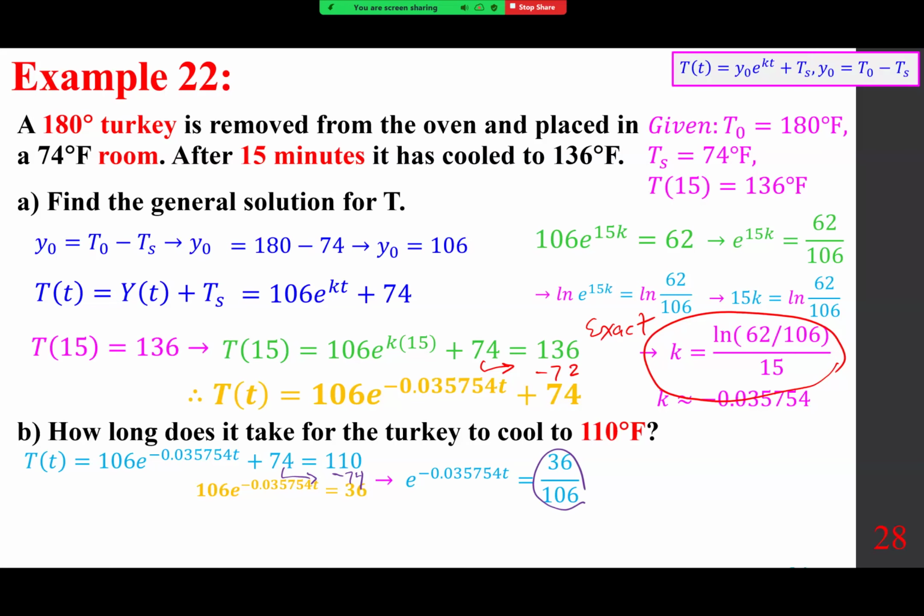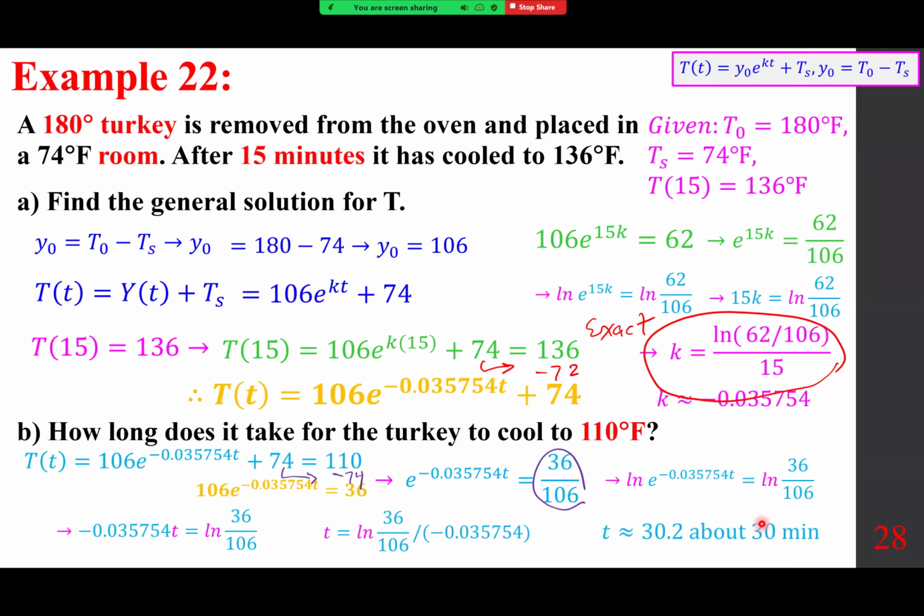Now, if you take a natural log of both sides, the left side is just the exponent, negative 0.03575 t, and the right side is this natural log. If you divide it by this number, negative 0.03575, you find the time. So divided by this number, it gives you 30.2, or roughly about 30 minutes. So it takes 30 minutes to cool down to 110 degrees.